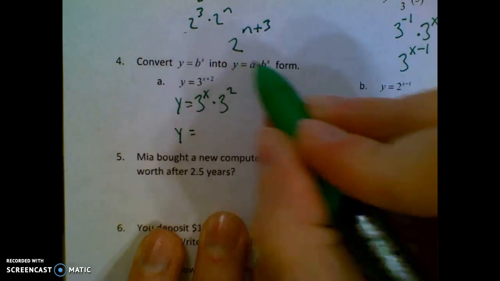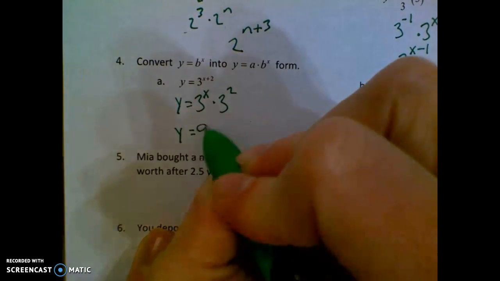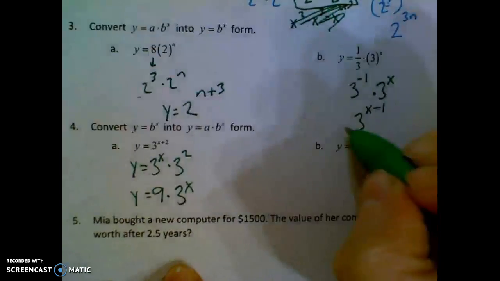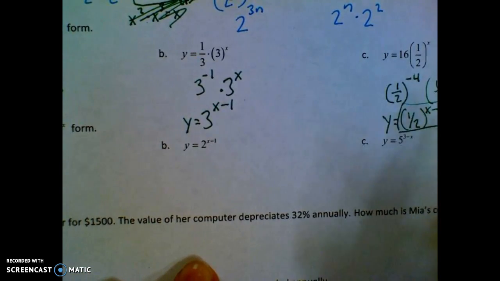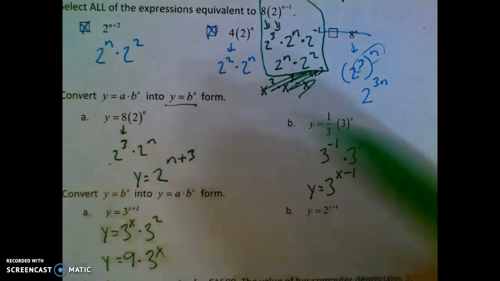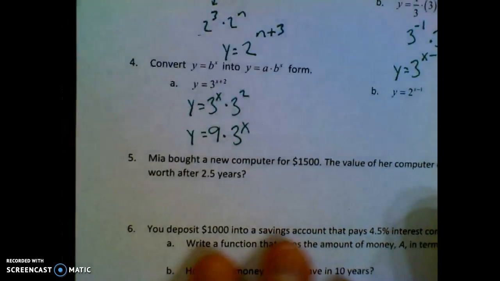Also, I should have had y equals on all these guys up here. I just forgot to do that. So let's go ahead and do that. That should be y equals, and y equals. So make sure, because it should be y equals b to the x form. So I just forgot my y equals.